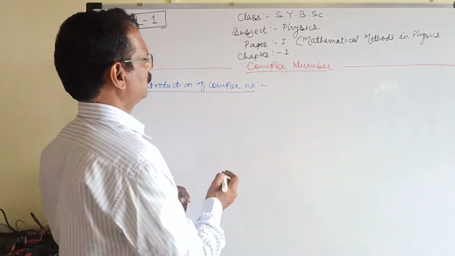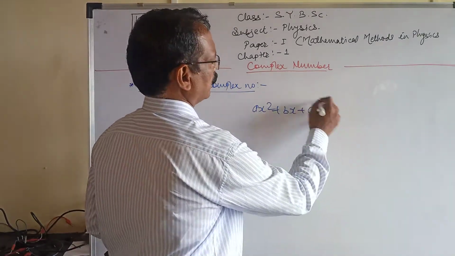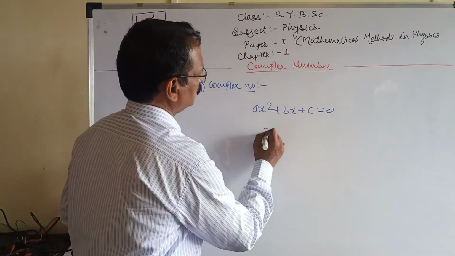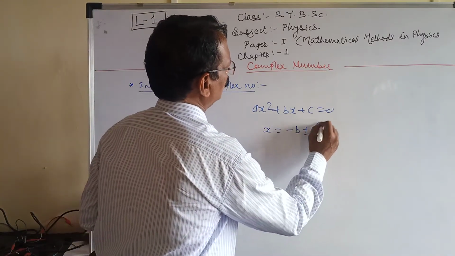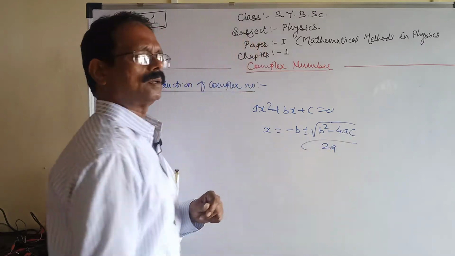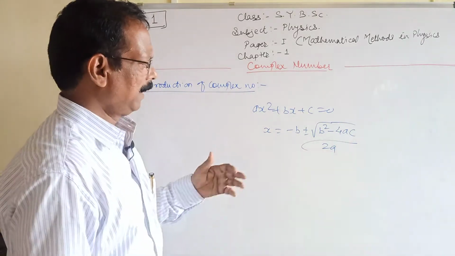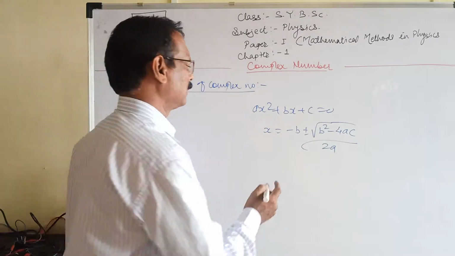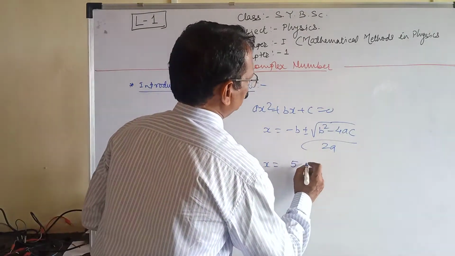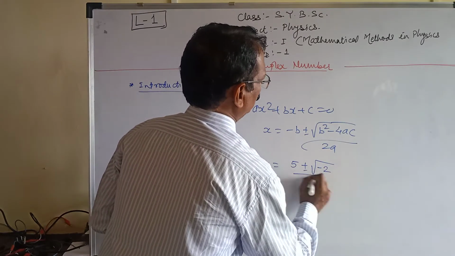Suppose this is the equation: ax square plus bx plus c is equal to 0. Now, what are the roots of this quadratic equation? We know x is equal to minus b plus or minus root b square minus 4ac upon 2a. This is nothing but the roots of the quadratic equation. Now if we take an example, and we get the roots of the quadratic equation as x is equal to 5 plus or minus root minus 2 by 4.